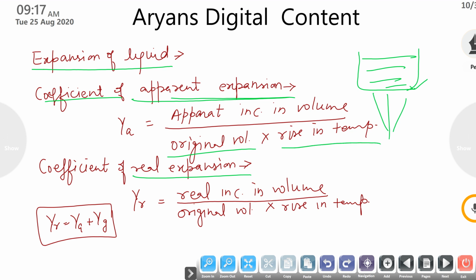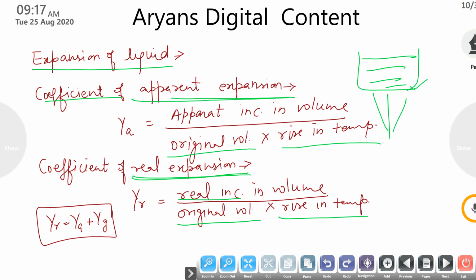This formula comes from what we have studied in the previous slide, that is linear expansion, superficial expansion and volumetric expansion. And real expansion is nothing but the real increase in volume divided by original volume and rise in temperature.